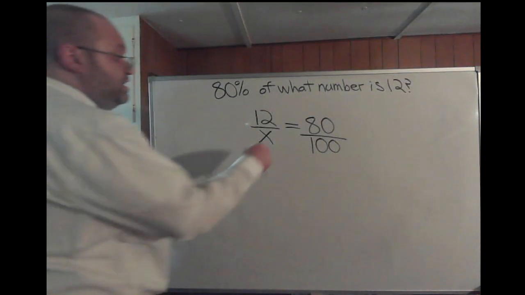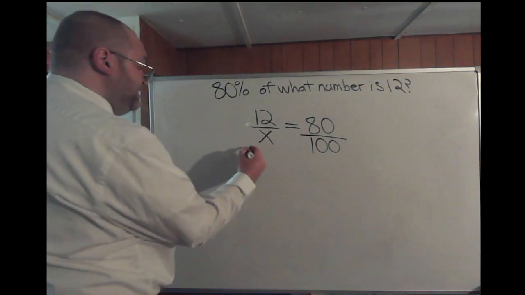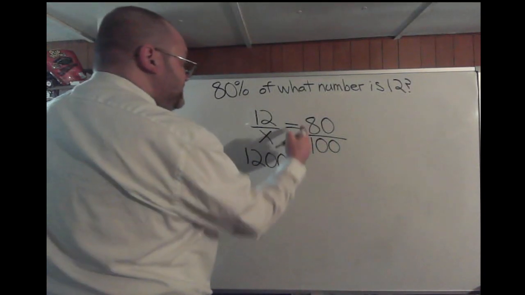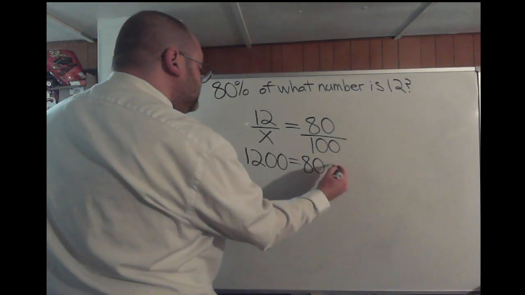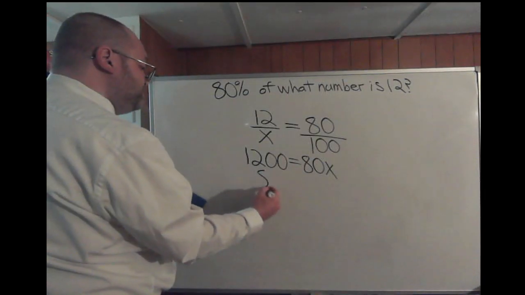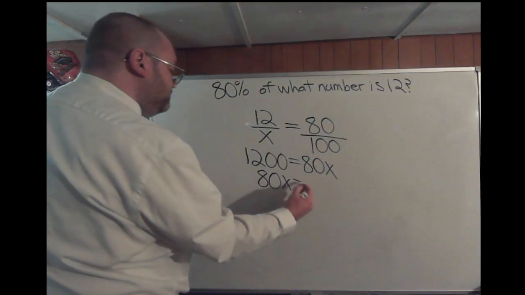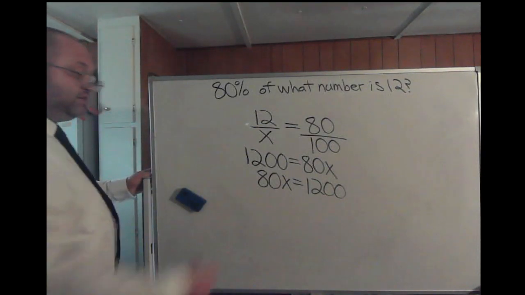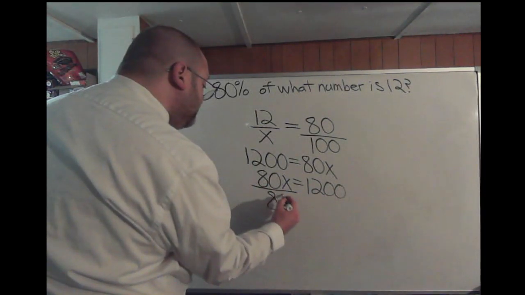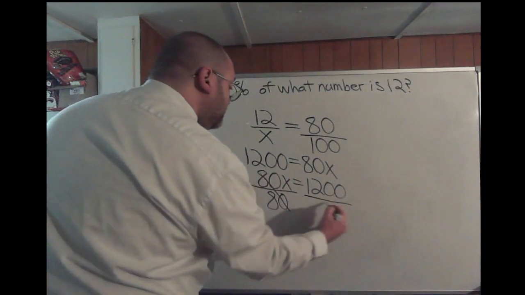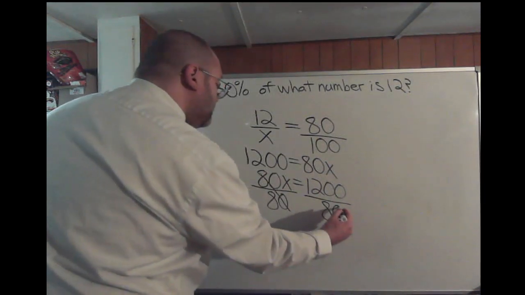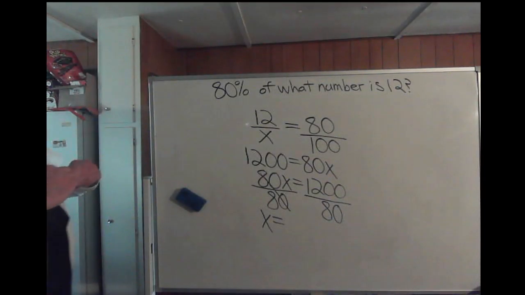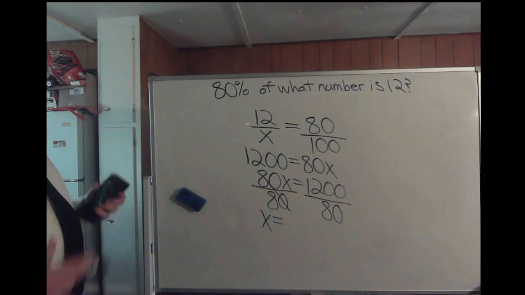So let's do 12 times 100. That's going to be 1200. That would be equal to x times 80, which would just be 80x. So let's switch these around here. You'll have 80x equals 1200. Alright, well, we want to get x by itself. We got to divide both sides by 80. So the 80s cancel out. You'll have x equal to whatever 1200 divided by 80 is.